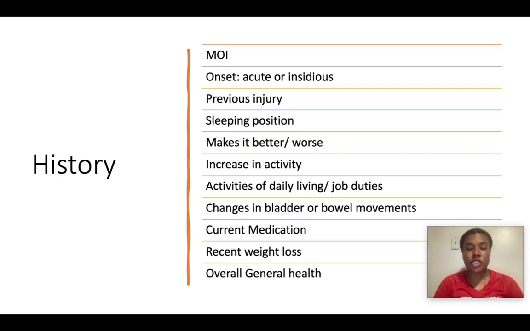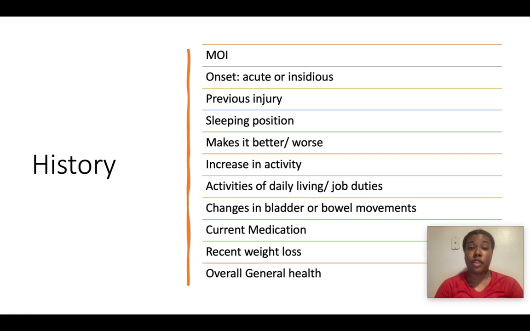So, first, we have the history. This is where we want to talk about the mechanism of injury. Is it acute or is it insidious? We want to know how long this has been going on. So, less than 4 weeks, 4 to 8 weeks, more than 8 weeks. We want to know if the patient has had any previous injuries, as well as what position the patient sleeps in. So, are they on their side, their stomach, or on their back?